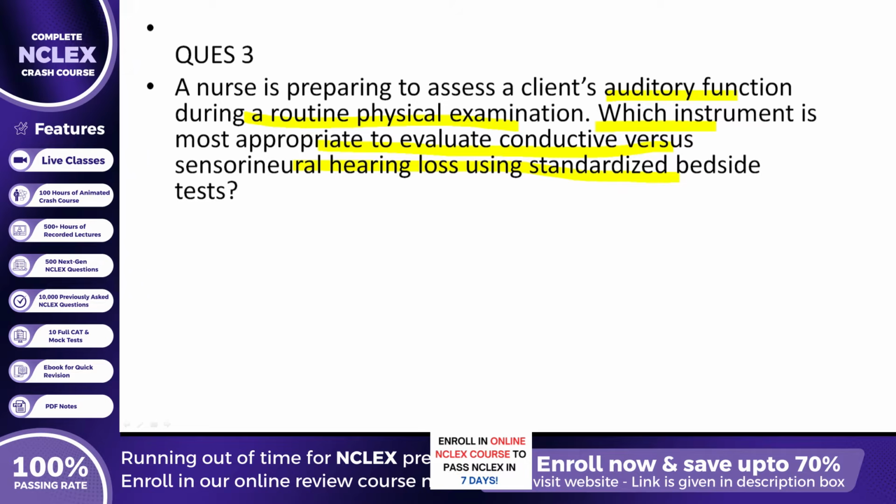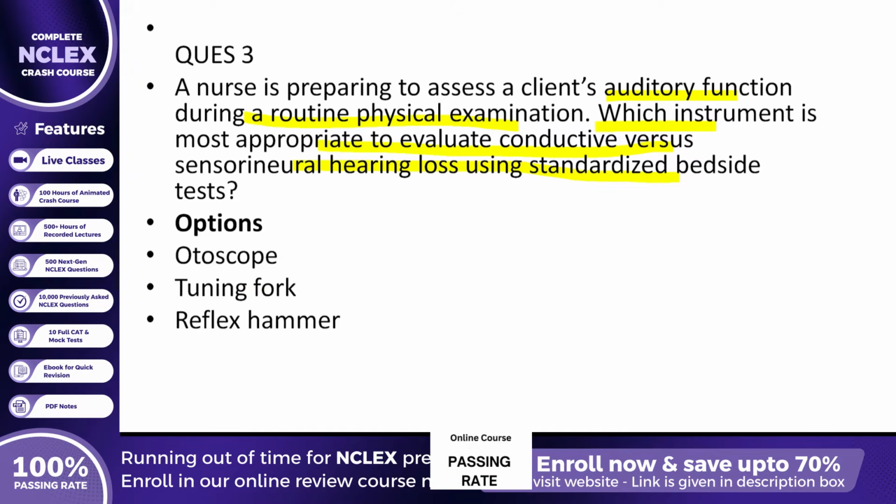Option 2 is a tuning fork. Option 3 is a reflex hammer. And option 4 is a stethoscope. The correct answer is option 2, the tuning fork.